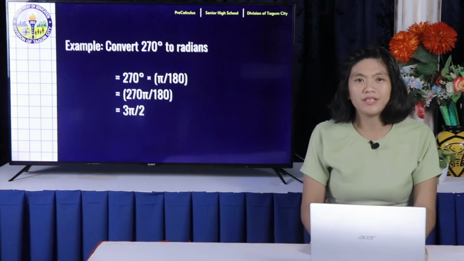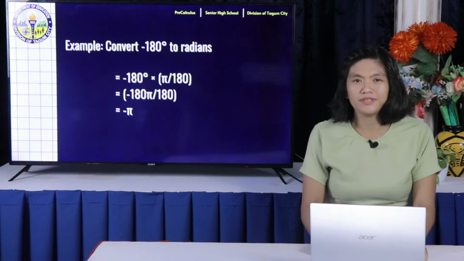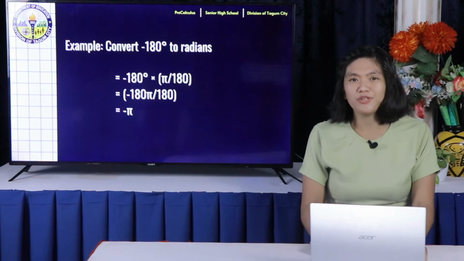Example number 2. Let us have 270 as a degree measure. So, by applying the conversion rules, we come up with 3 pi over 2 radians. Let us have another one. How about negative 180 degrees? How do we convert this to radian measure? Okay, we, again, multiply negative 180 degrees to pi over 180. Hence, we have negative pi.